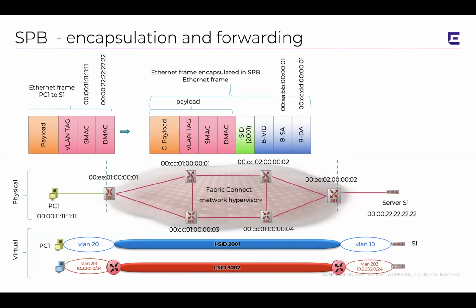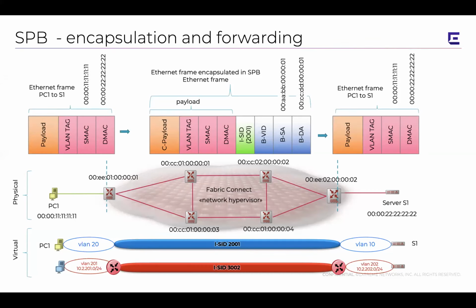This switch will look at the service ID and identify this as a packet that belongs to VLAN 10. So it will strip off this outer Ethernet frame, and then it has the original Ethernet frame, and it will forward it to the server S1 that owns the MAC address 00222222. So in a nutshell, this is how Fabric Connect and SPB work.